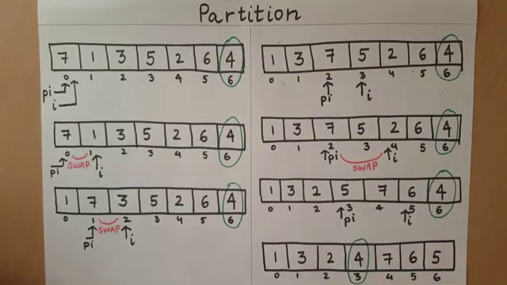As you can see, 4 has come to its correct position, where all the elements less than 4 appear to its left and all the elements greater than 4 appear to its right. Now, this partition algorithm will return the index of the pivot. This is how the partition algorithm will work.